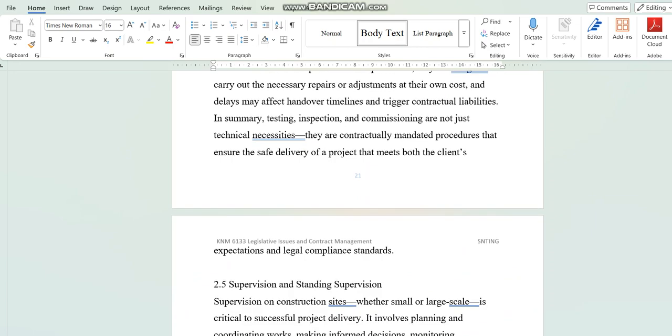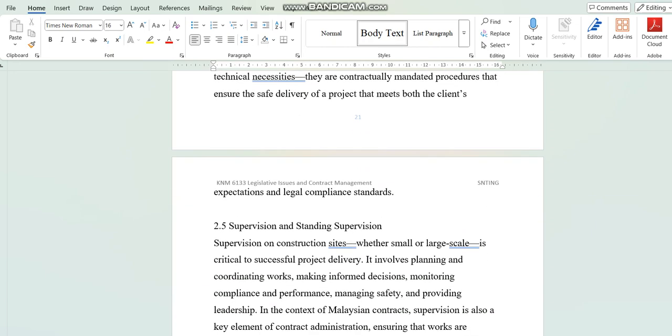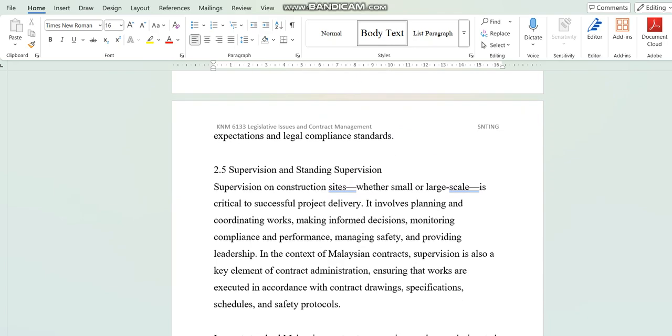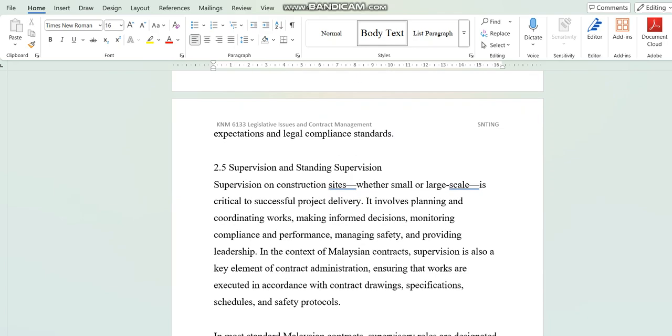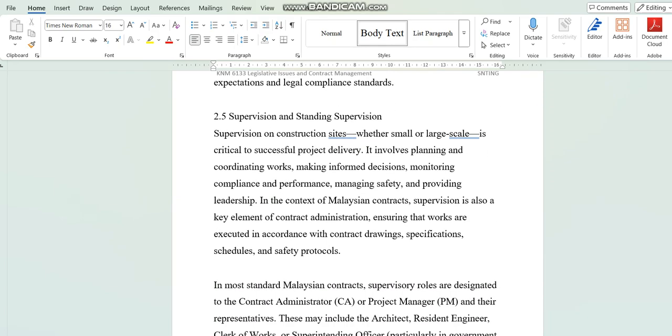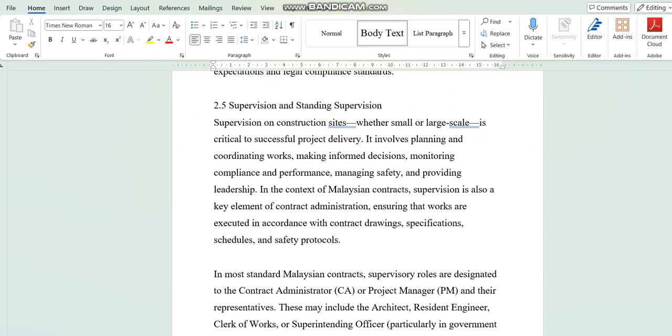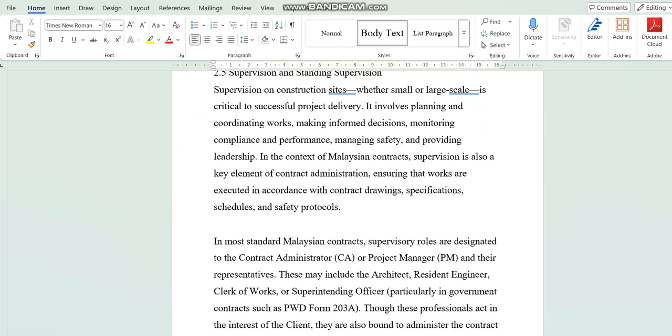Okay, so then the fifth aspect is standing supervision and supervision. I think this one, we all have issues with this. So when you have an SO, supervision must be done on site.